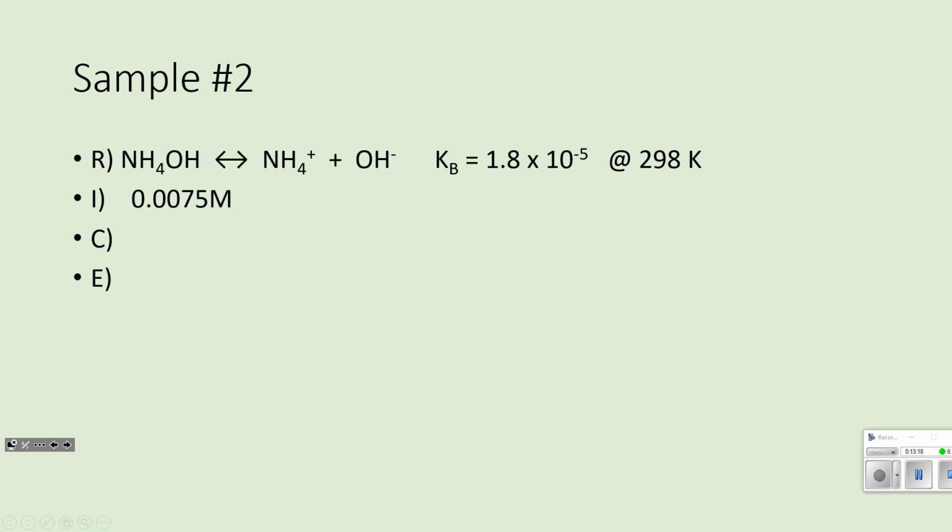One more problem. You're going to learn in the next unit with acids and bases, there are equilibrium constants. So this is actually the base ammonium hydroxide, how it breaks down into ammonium ion and hydroxide. So my Kb is just the equilibrium constant for a base. So if I give you an initial amount of that, what can I do to solve this?